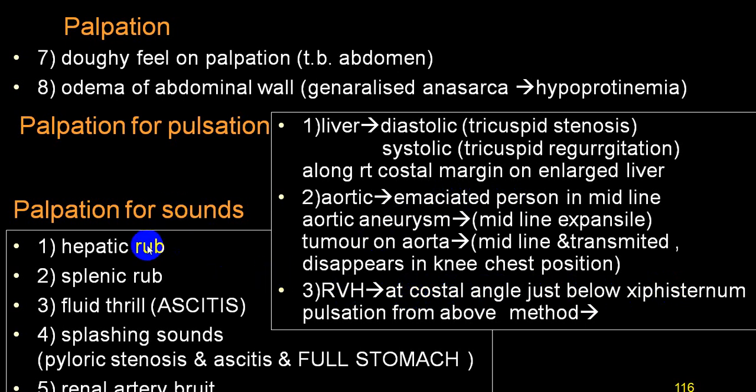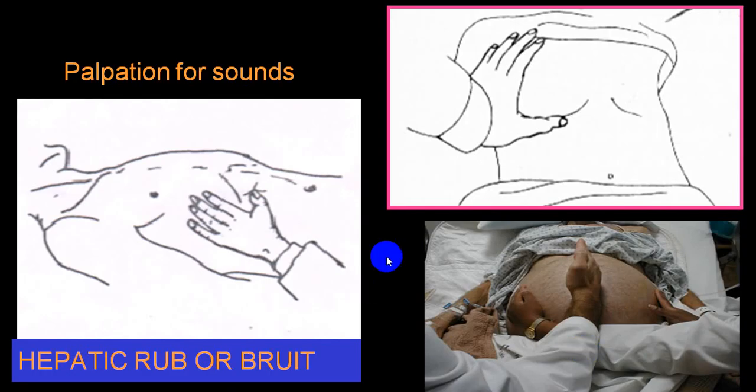Palpable sounds like hepatic rub, splenic rub are abnormal. But when they are loud enough, fluid thrill may be palpable. Splashing sound in case of a pyloric stenosis may be palpable. And renal artery bruit may be also palpable. Rare questions of oral. So these are all different. This is palpable, hepatic rub and bruit. This is for fluid thrill.